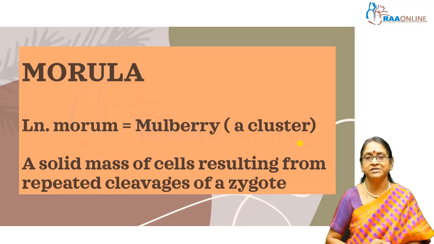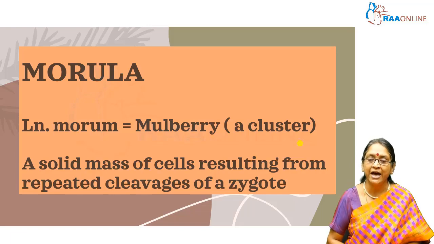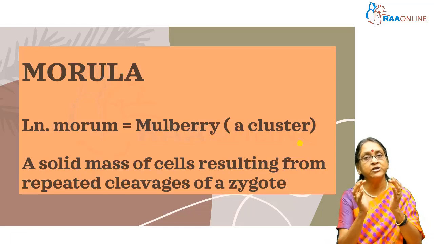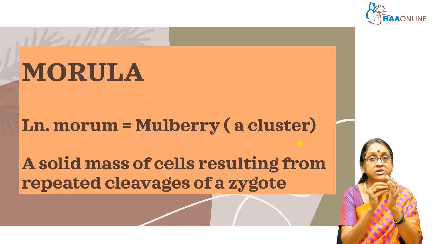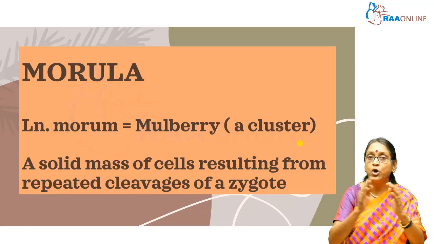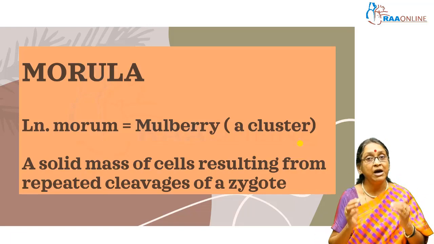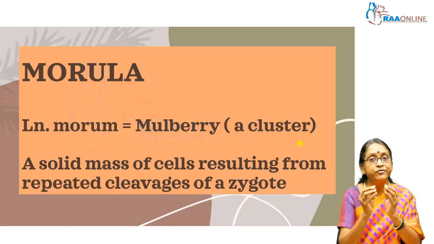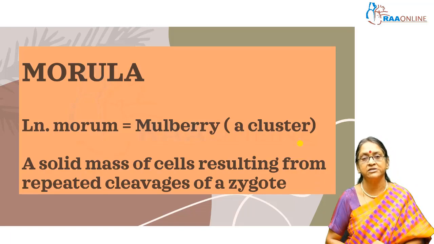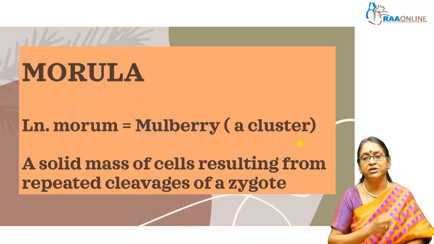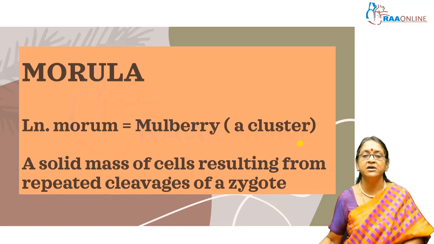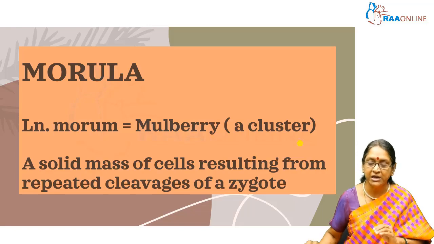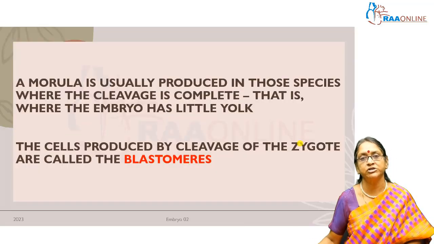Mulberry is a cluster. So morula is that form, that stage in the development where you find a solid mass of cells. Solid mass, because the cells are all closely packed. They're not away from one another. In the mulberry tree, you would find the fruits are all very closely packed, so it is one bunch. Similarly, a bunch of cells, a solid mass of cells, resulting from repeated cleavages of a zygote.